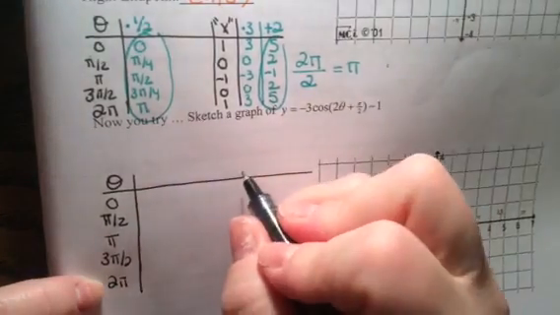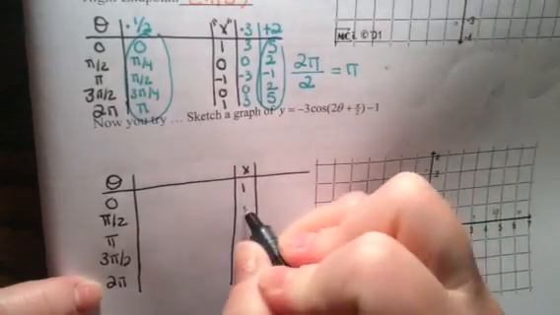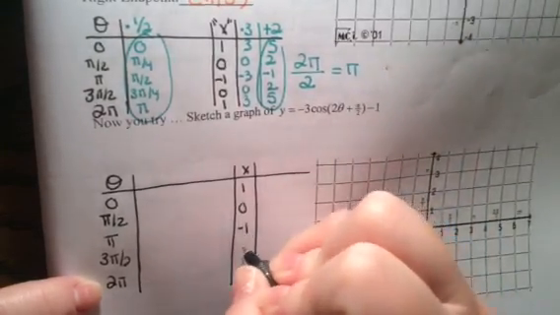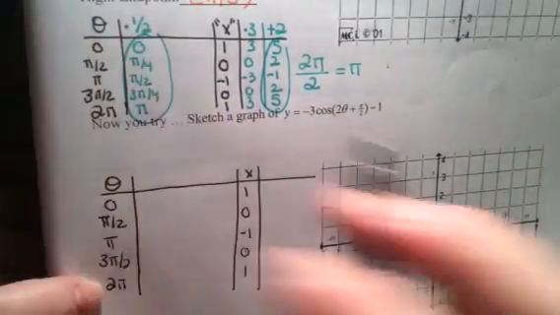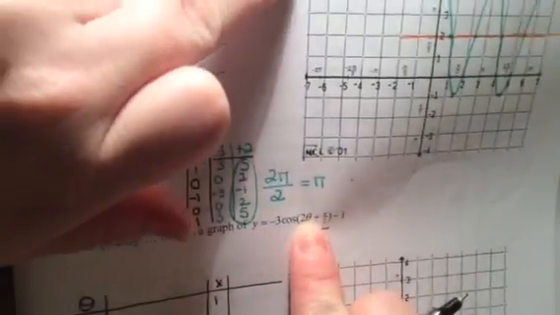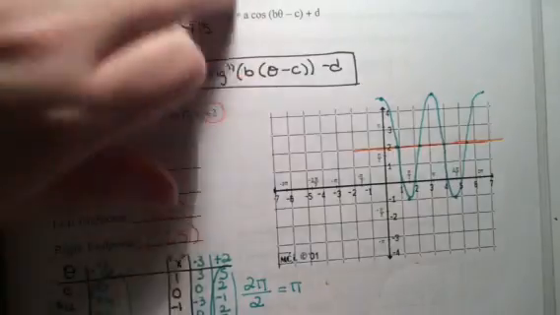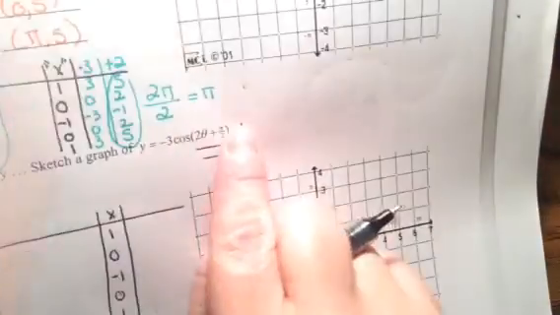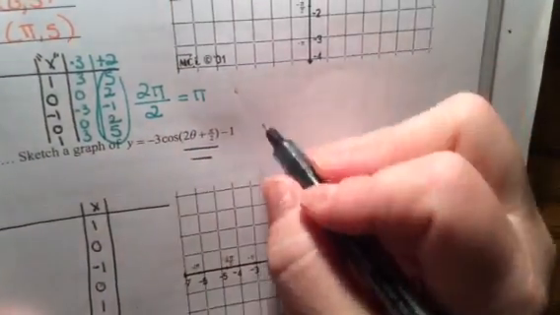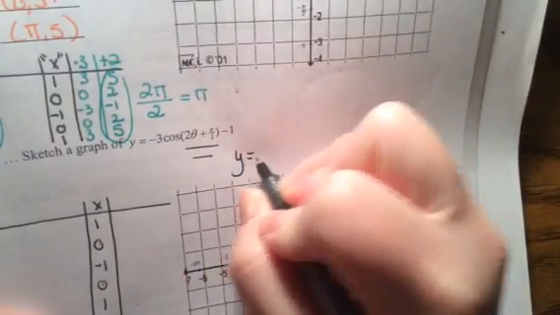So there's my angles. It's a cosine again, so I'm going to write down x: 1, 0, negative 1, 0, 1. And before we do anything, see this right here? Remember I told you up here earlier that we have to pull out this B thing? Well, we have to do that here. This B is hiding on the inside. And if you didn't do this, then you have the wrong phase shift. So I'm going to pull this 2 out. I'm going to rewrite my equation.